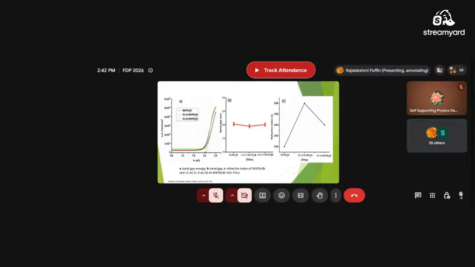And here we can see the band gap regions. This is almost 2 point something, and this is below 2.1. There is nearly 1.9, and this is also 2 point something. You can see 2% is also showing good efficiency, and the refractive index is also calculated. This is also good for how much photon was absorbed in this material.